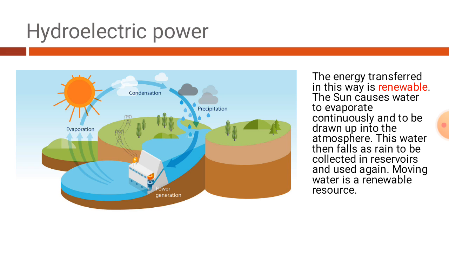Hydroelectric power is a renewable resource because the sun causes the water to evaporate continuously, to be drawn up into the atmosphere. So the sun does the job. This water then falls as rain to be collected in reservoirs and used again and again. Moving water is a renewable resource, as we know. So this water cycle gives us an unlimited supply of this renewable resource. Alhamdulillah.